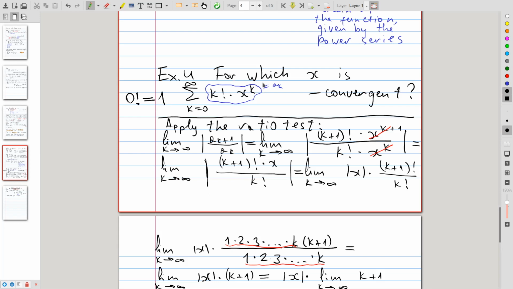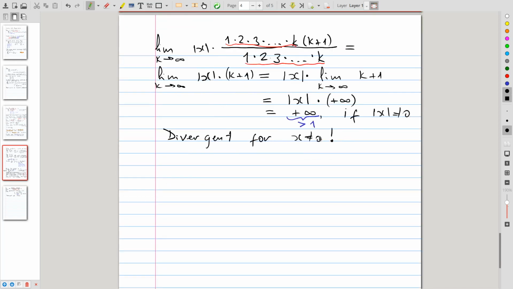So when x is equal to 0, all the terms but the very first one vanish, and the very first one is a finite number, it's 1. So the series is convergent for x equal to 0 only.